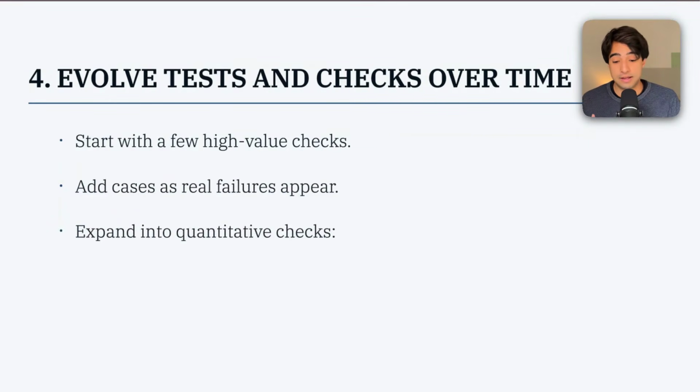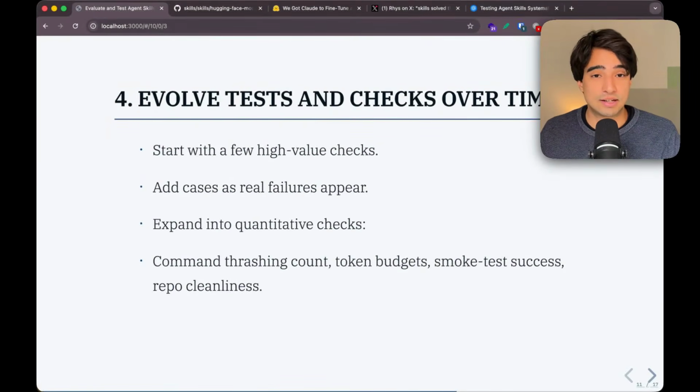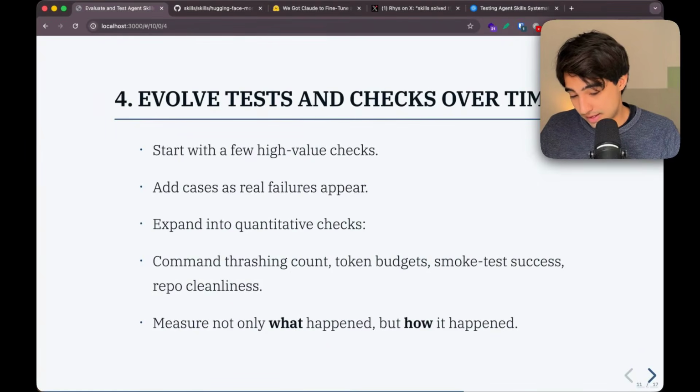After that, you can even evolve into more quantitative checks. So you can start evaluating if the skill is actually efficient. Did it just thrash out commands that it didn't need to use? Did it go down rabbit holes that it didn't need to use? And you can start validating that. And of course, this means that you're going to be able to measure not only that it happened, but how it happened, how the success was achieved.